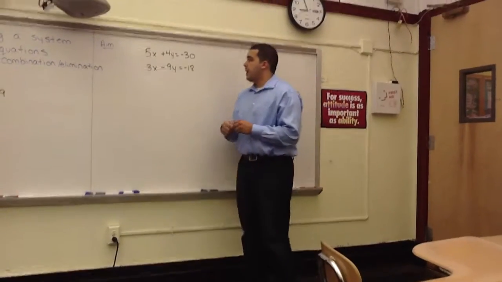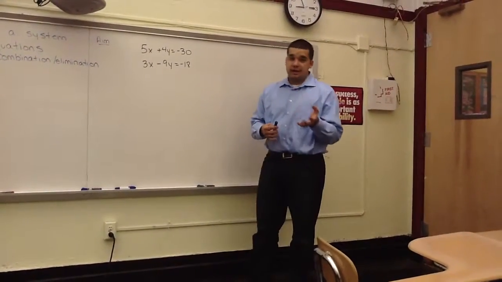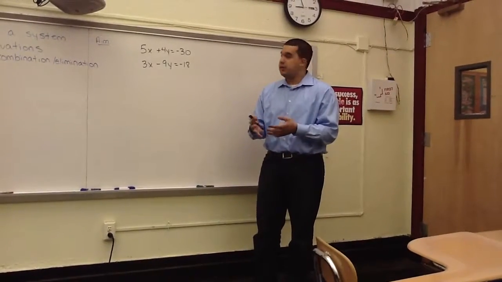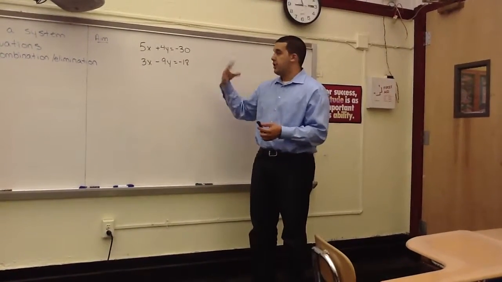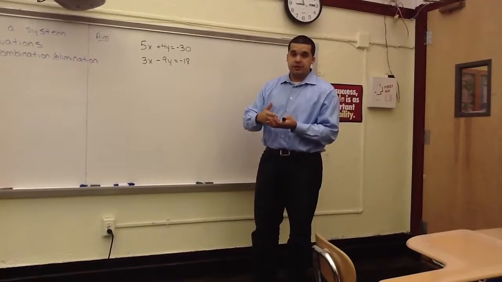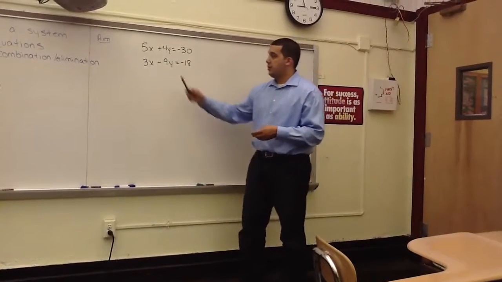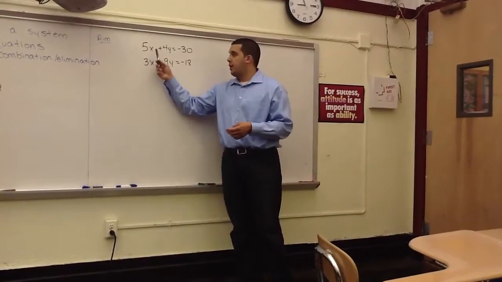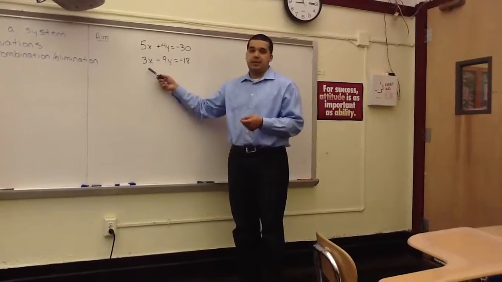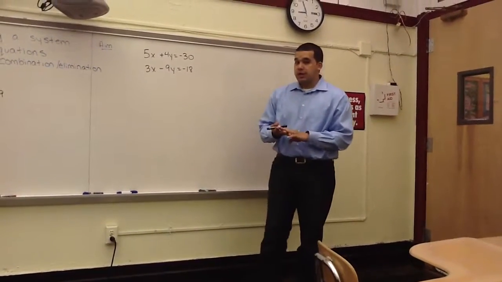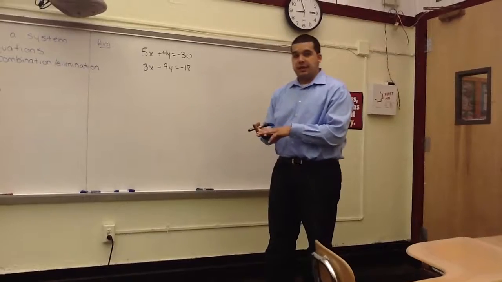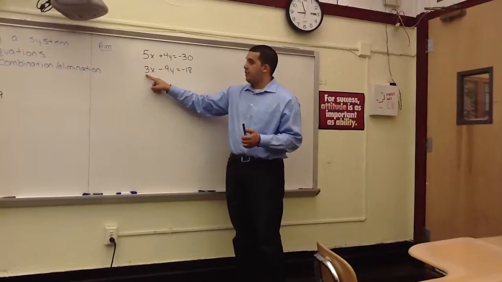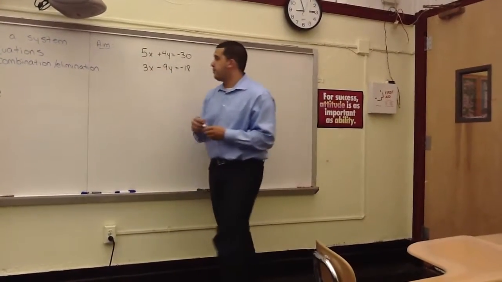Alright? So again, this is another situation where you identify which variable you want to get rid of first. It's not going to make a difference. You just have to remember that you have to have the same coefficient with a different sign. So I'm going to get rid of the x values. Now I need to get the x values to both have the same number. The lowest number that 3 and 5 have in common is 15. So I'm going to find a way to get 3 to 15 and 5 to 15.